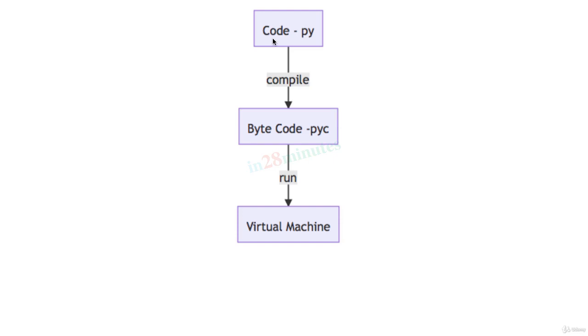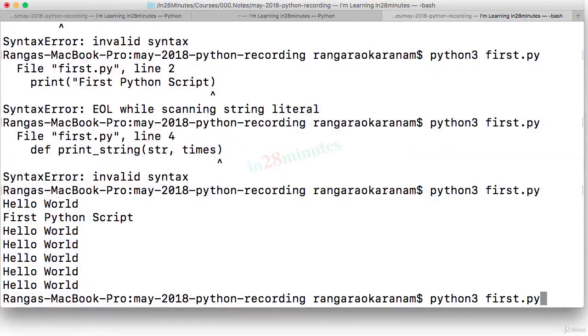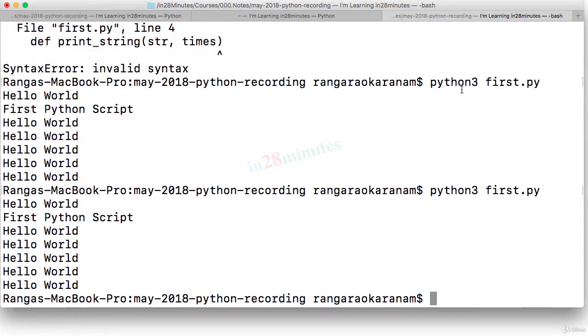So we wrote a simple piece of code using a text editor. It does not matter which text editor we used. Using some text editor, we created a py file. We created first.py file. And after that, all that we did was run python3 first.py.